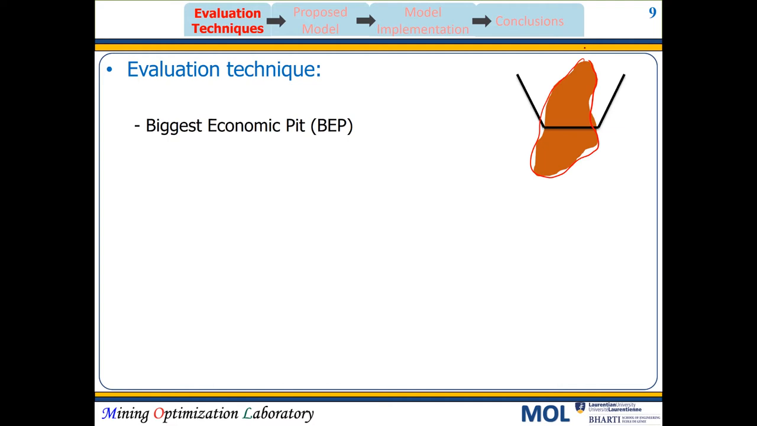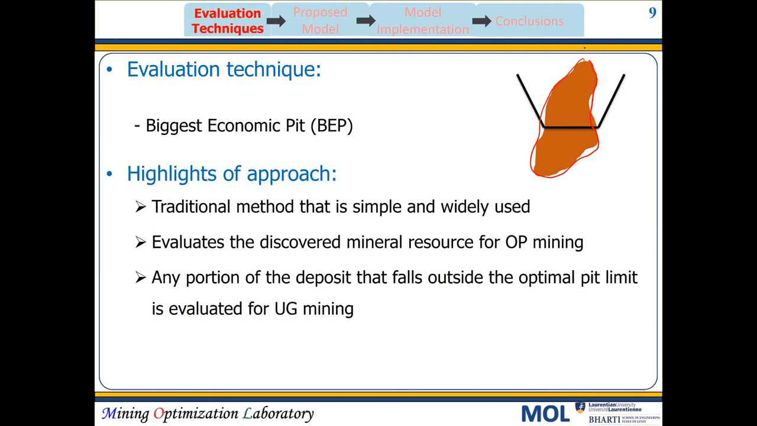So some of the highlights of this approach basically is the traditional method of evaluating mining options for given deposits. It evaluates the discovered mineral resource primarily for open pit mining, and then any portion of the deposit that falls outside the ultimate pit limit will then be evaluated for underground mining. So this is one of the first fundamental traditional ways of looking at the mining option studies and the mining option optimization approach.